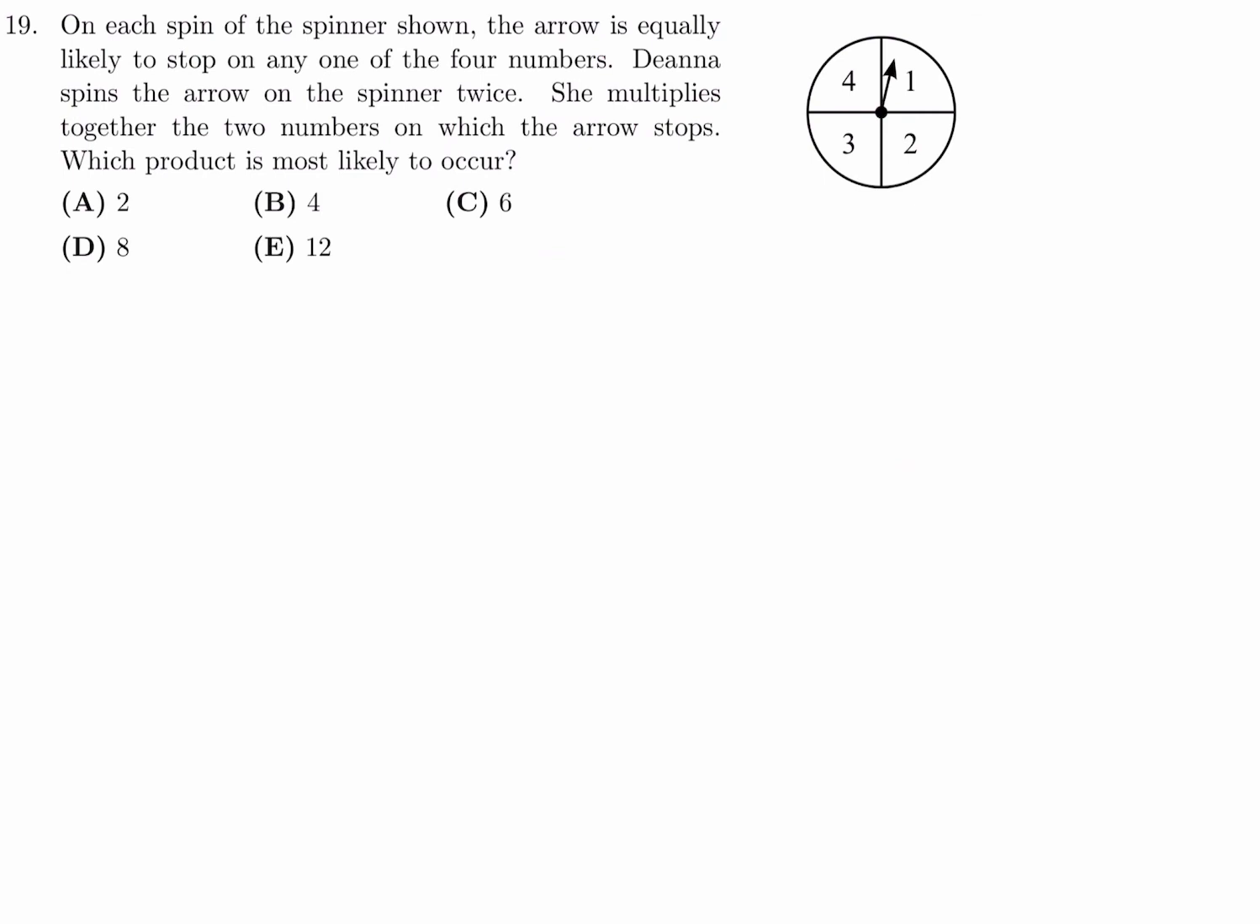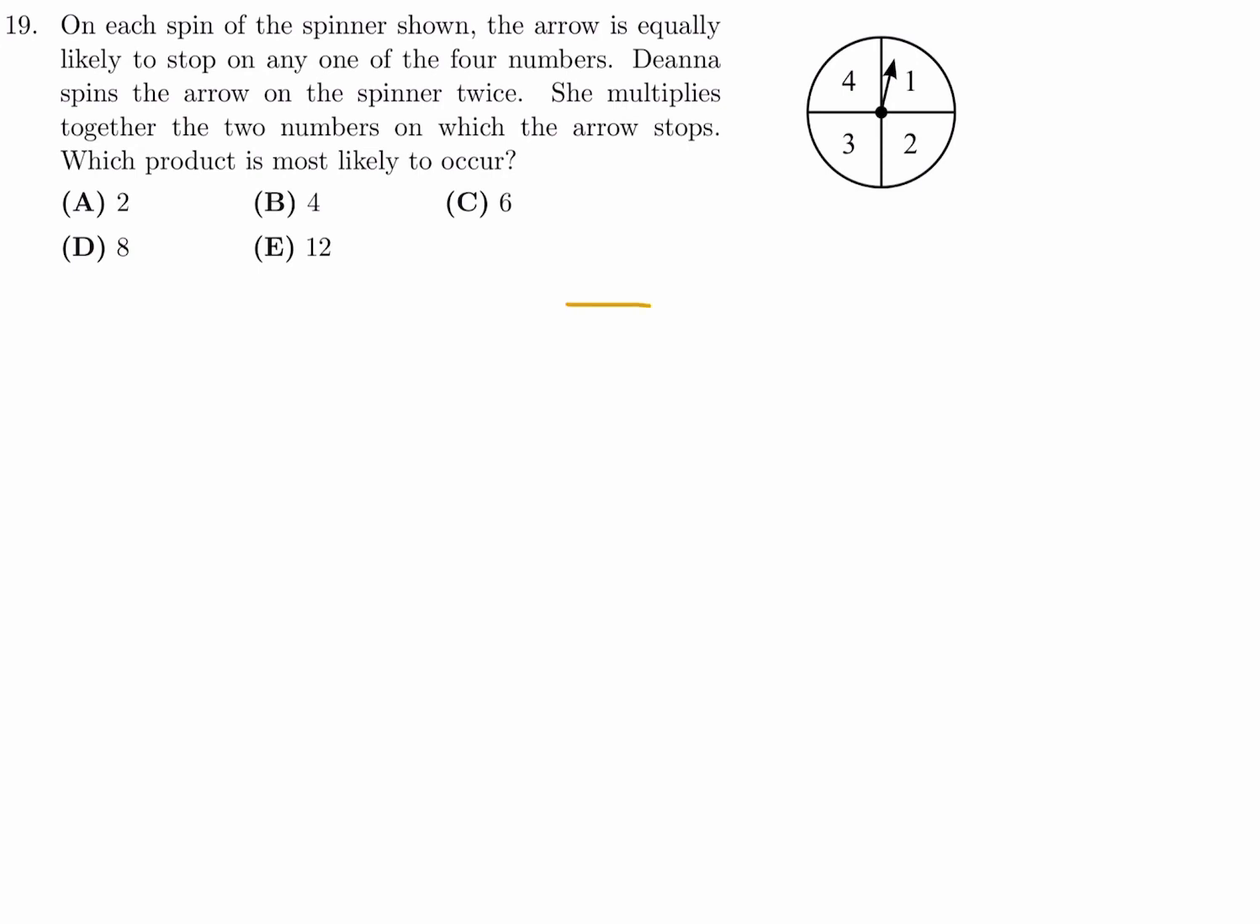On each spin of the spinner shown, the arrow is equally likely to stop on any one of those four numbers. Deanna spins the arrow on the spinner twice. She multiplies together the two numbers on which the arrow stops. Which product is most likely to occur?